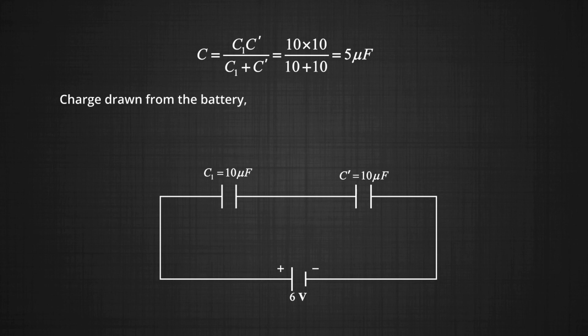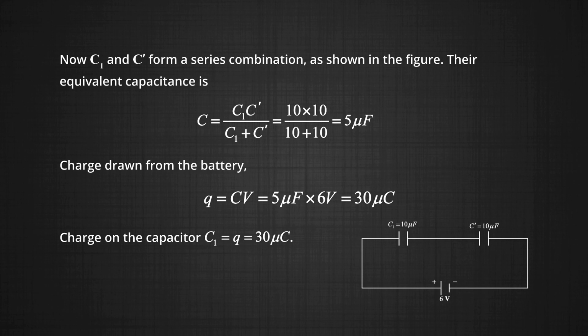Now, the charge drawn from the battery Q can be calculated by using the formula Q is equal to C into V, and on substituting the values we get 5 microfarad into 6 volt, which comes out to be 30 microcoulomb. The charge on the capacitor C1 is also equal to Q because they are connected in series. So, this is equal to 30 microcoulomb.